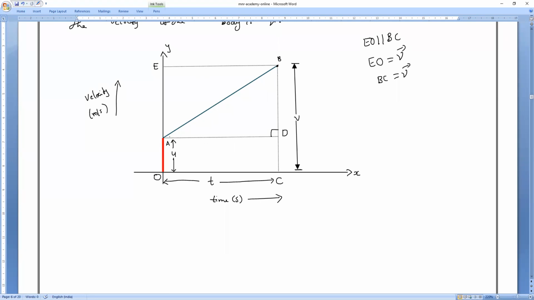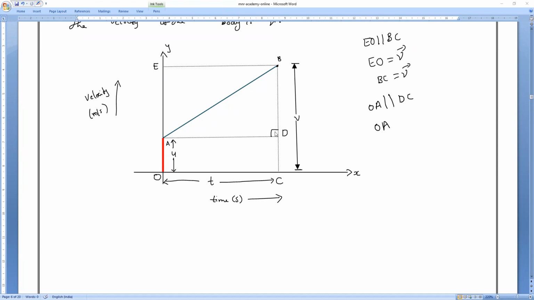You should tell me. OA is parallel to somebody. OA is parallel to DC. So OA is equal to what? OA is equal to what?